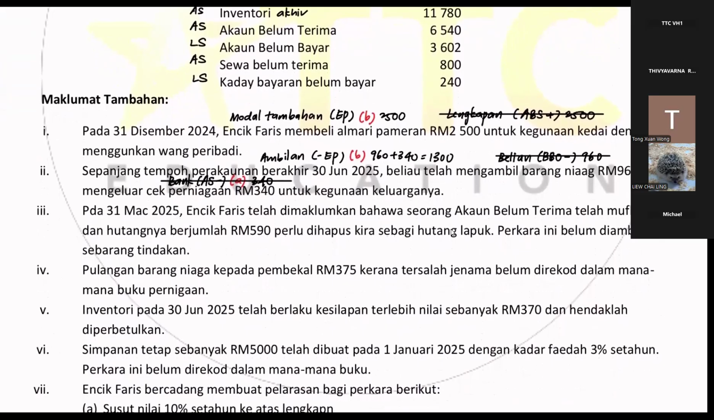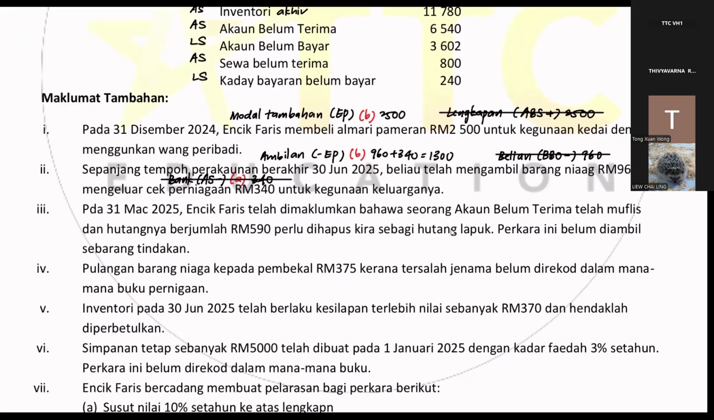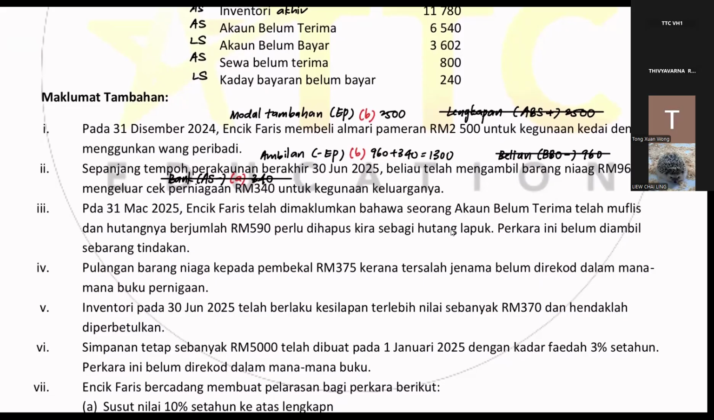Is hutang lapuk affecting ABT for straight? Is it confirm affecting ABT? Hutang lapuk means the customer run away, means you sell item to customer before and you are supposed to receive the money back in future. That's why you record it as account belum terima. But now he ran away, he bankrupt, so you cannot collect back your money, right? So it's no longer ABT. You need to take it out. So it will cost your ABT directly minus by 590.